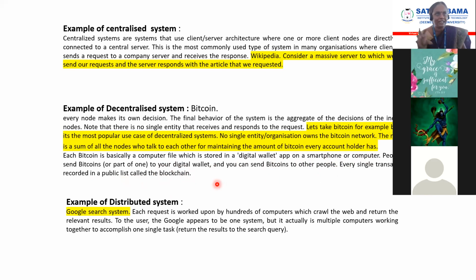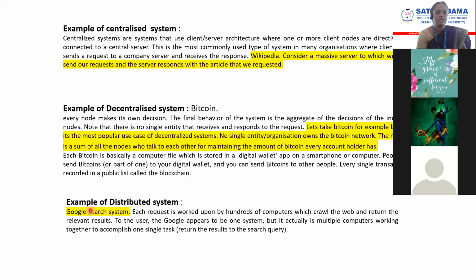Multiple nodes will be there, and I can access the points from them. That is a decentralized system. Then the distributed system. I told you, in a distributed system, control is spread across all of it. If I search on Google, it will fetch the data from our nearby server and display it. That is the Google search system.